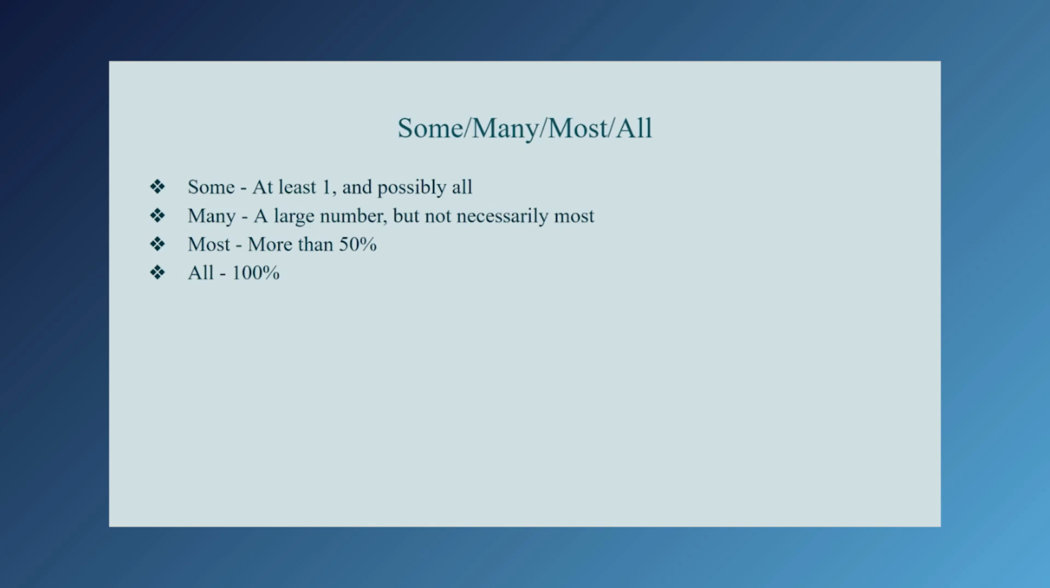Here is our first set of words that you'll run into. Some means at least one and possibly all. Many means a large number, but not necessarily most. Most means more than 50%, and all, of course, means 100%. Let's illustrate this concept with an example.